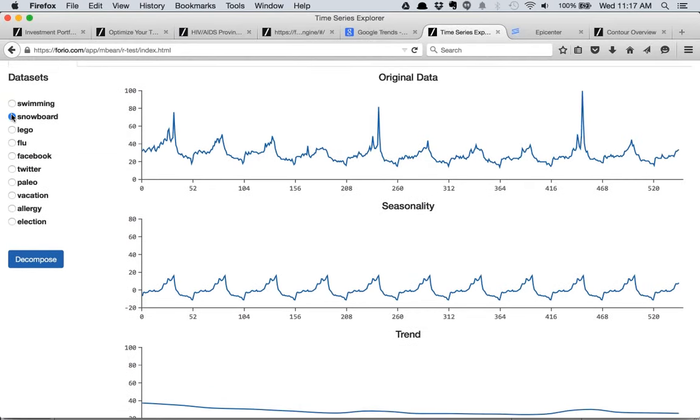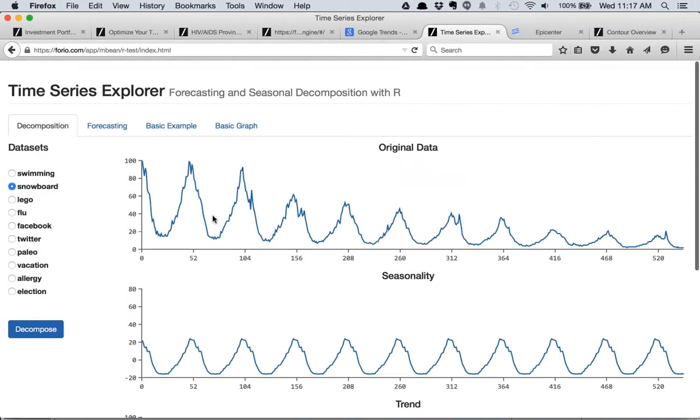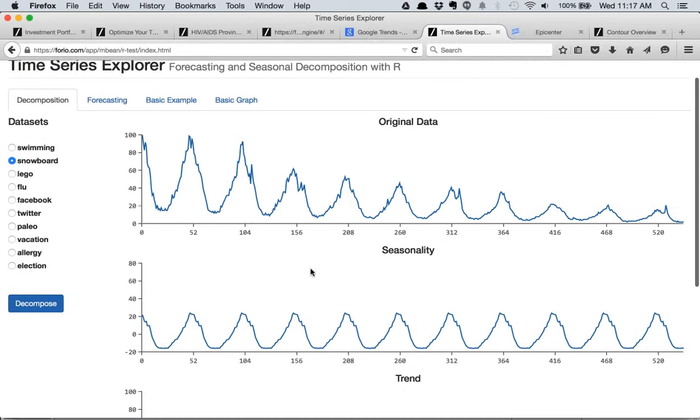And then sort of the reverse of it, for other data sets, we can look at this as well, and we can decompose this for other sets here. So we see the original data here for snowboarding. You see snowboarding as a term, at least, is becoming less popular over time, which is interesting.